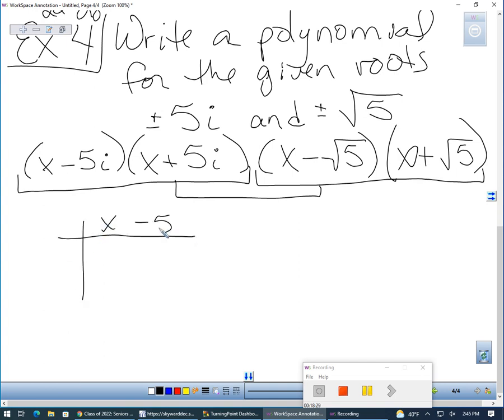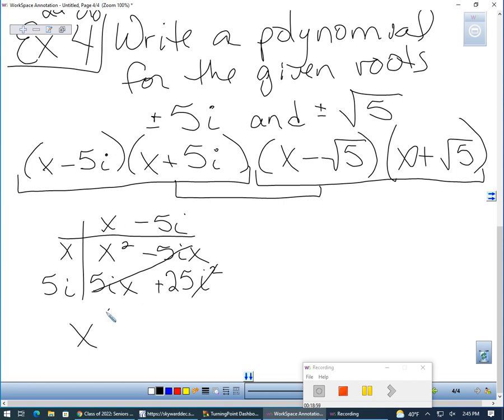X minus 5i times x plus 5i. X times x is x squared. X times negative 5i is negative 5ix. X times 5i is 5ix. Negative 5i times positive 5i is negative 25i squared. So that cancels and makes it a positive 25. And the diagonal will cancel. So our first polynomial is x squared plus 25.